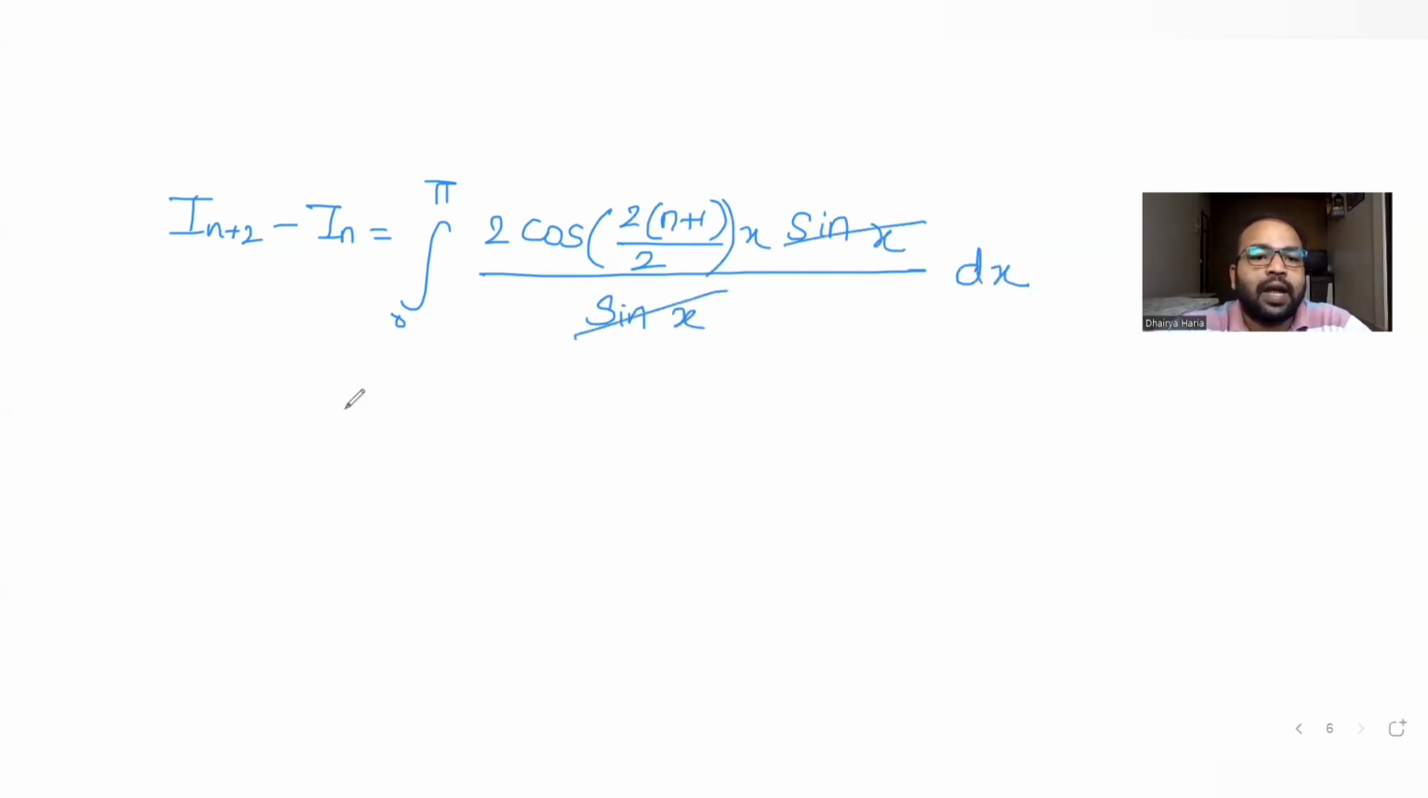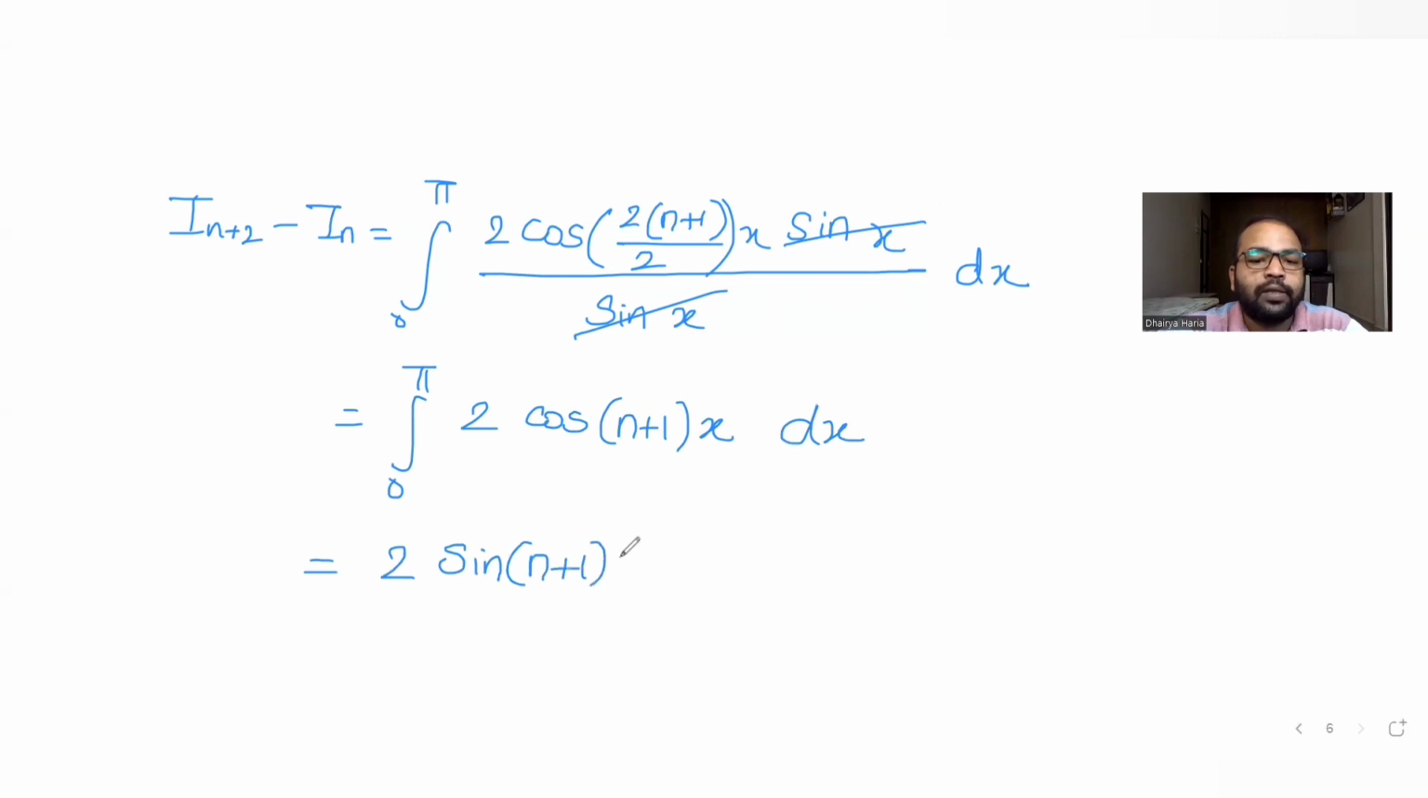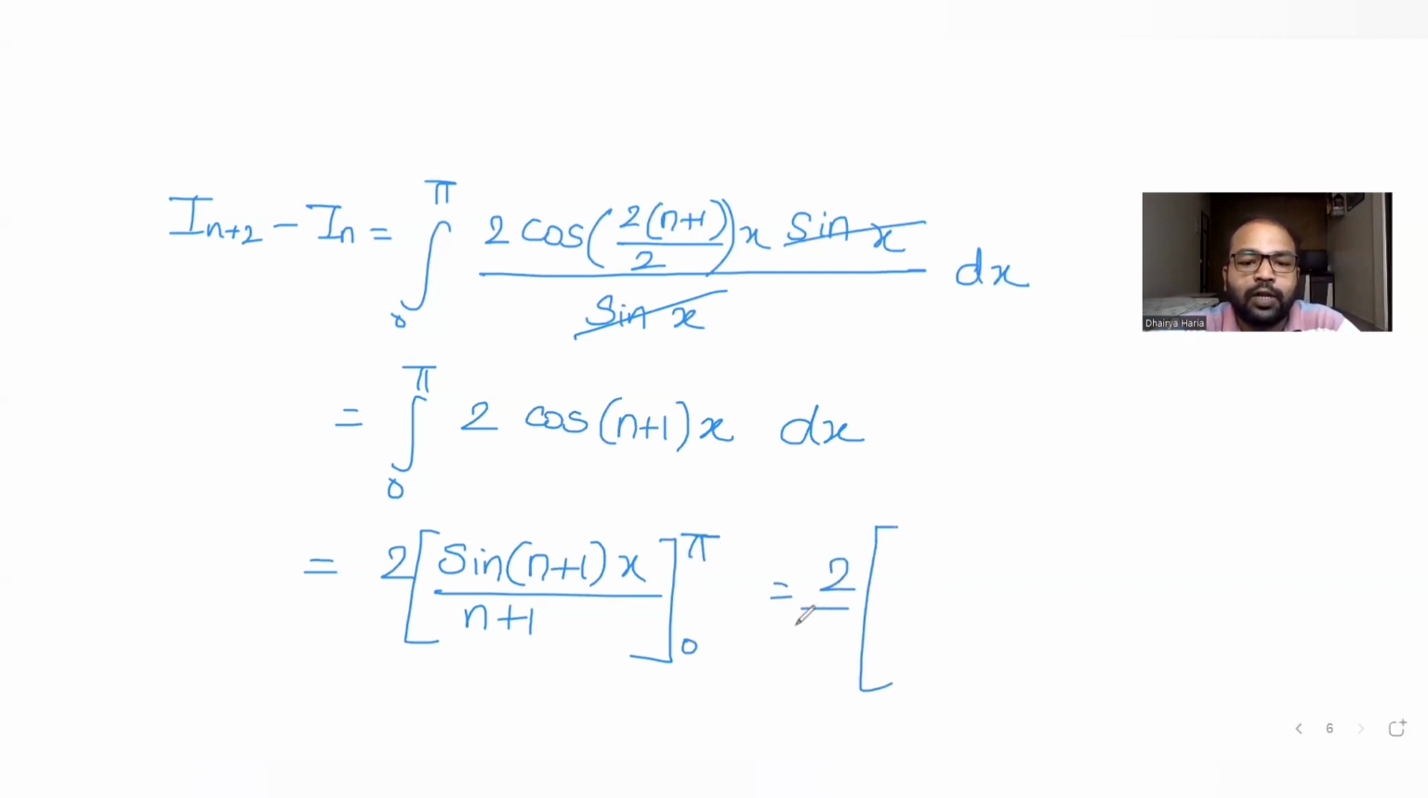This sin x gets cancelled, leaving the integral from 0 to pi of 2 cos of (n plus 1) x. If you take the integral of this, cos of (n plus 1) x becomes sin of (n plus 1) x upon n plus 1. We are dividing by n plus 1 because it is the coefficient of x. Then the limits applied give me 2 upon n plus 1, sin (n plus 1) pi minus sin of (n plus 1) into 0.